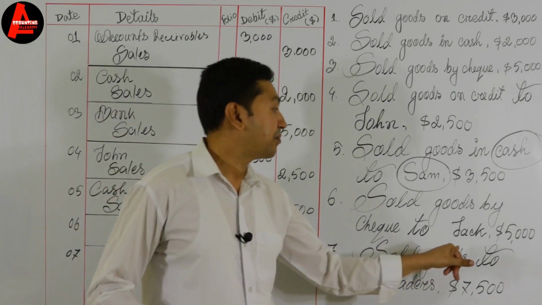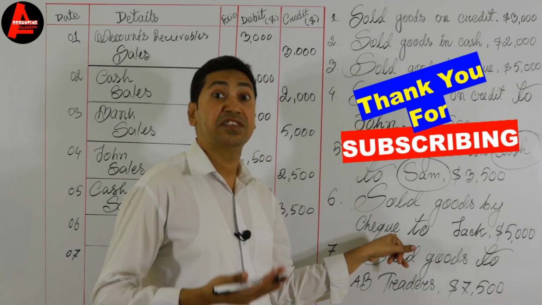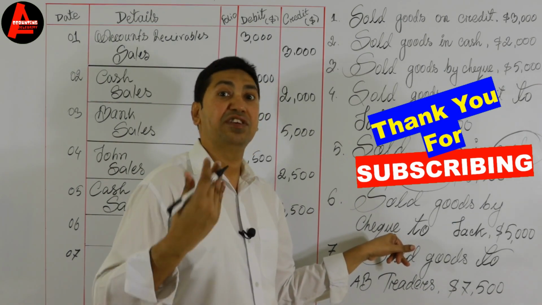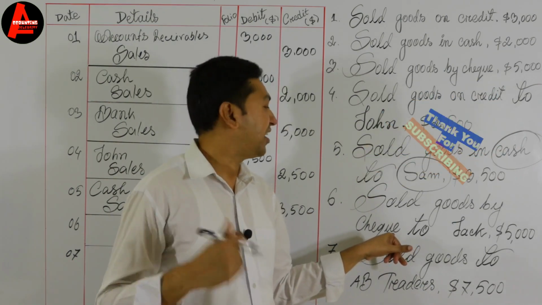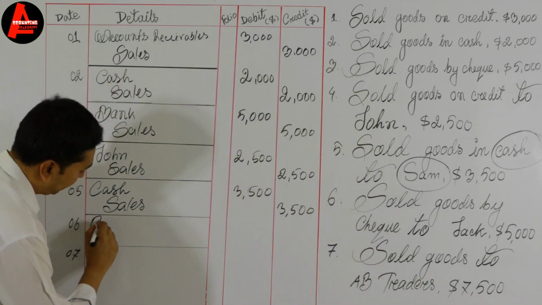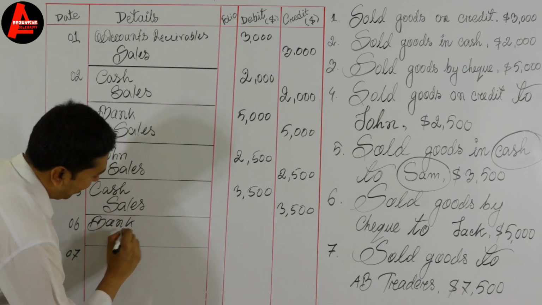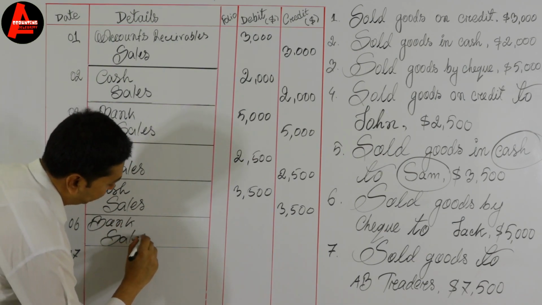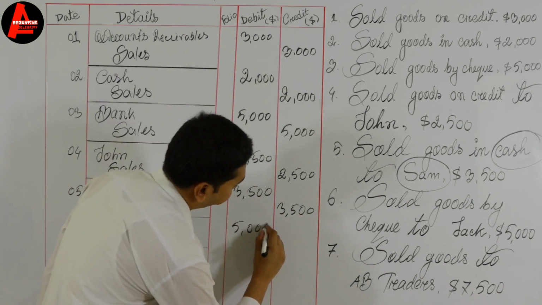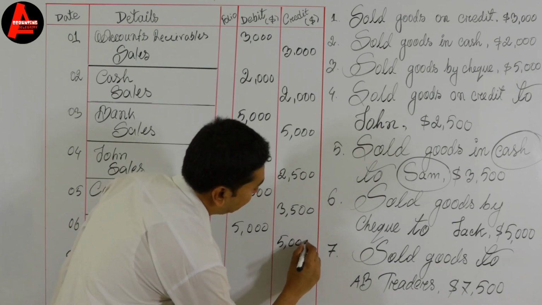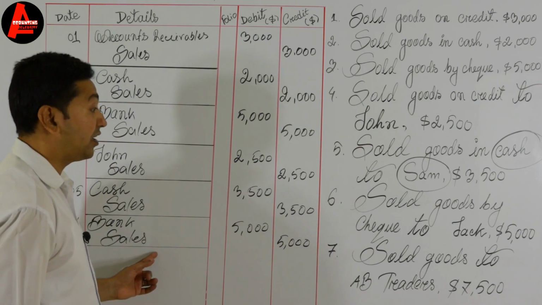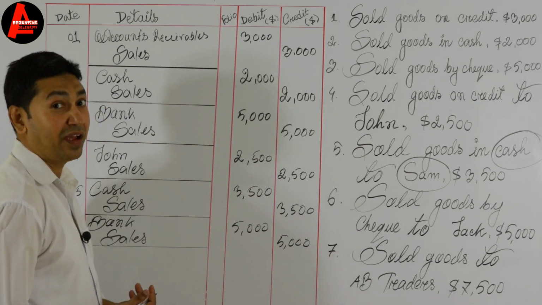Here, check means bank. Receiving a check means receiving money by bank. That means bank is an asset. Asset is increasing, and an increase in asset will be debited, as you already know. So let us write bank account to be debited and sales account to be credited. What is the amount here? $5,000 on the debit column and $5,000 on the credit column. If you want to write a narrative, what to write? You can write: sold goods by check.